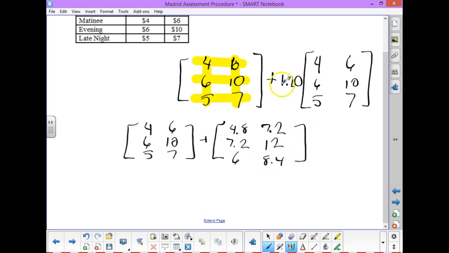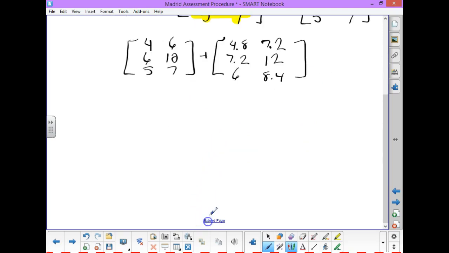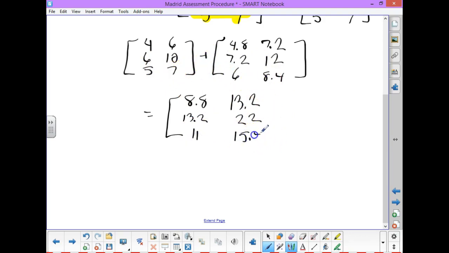Okay, so this scalar multiplication has essentially vanished, and now I can add these matrices to get this total sum. So I got 8.8. I'm going to do the first rows nice and slow here and then speed up. First row with the first column. Second column, that gives me 13.2. Next, 6 plus 7.2. Now it's 10 plus 12, which is 22. I'm going to do 5 plus 6, which is 11, and 7 plus 8.4, which is 15.4.